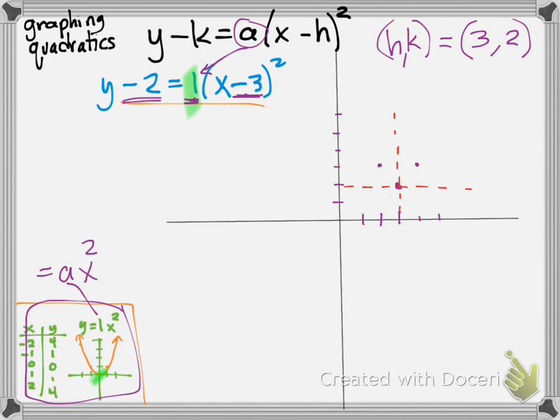And to get to the other points, I would go out 1, 2, and then up 4. 1, 2, 3, 4 puts me right there. So I'm going to be at 1, 6, and then out 2, up 4. And you can see my 4 or 5 points starting to form. I draw my curve, and I've got my parabola. And that's done. Let's check out another one.